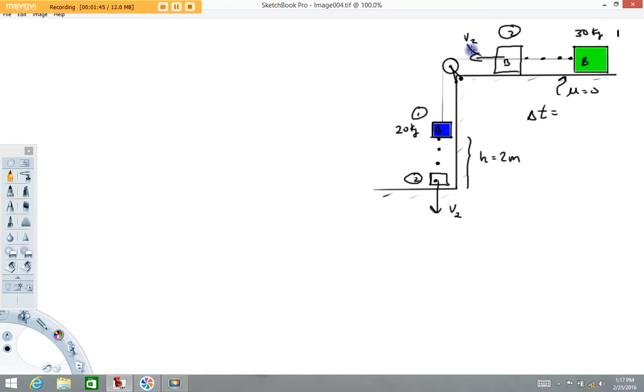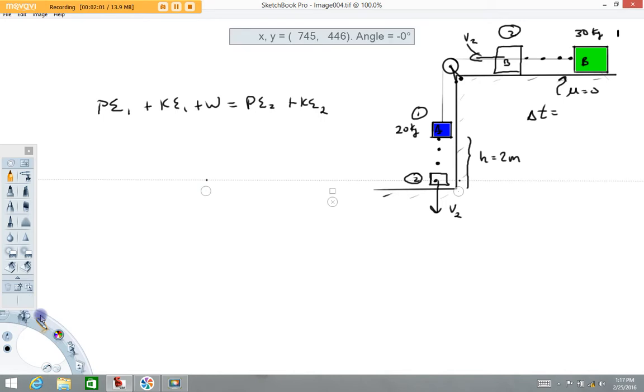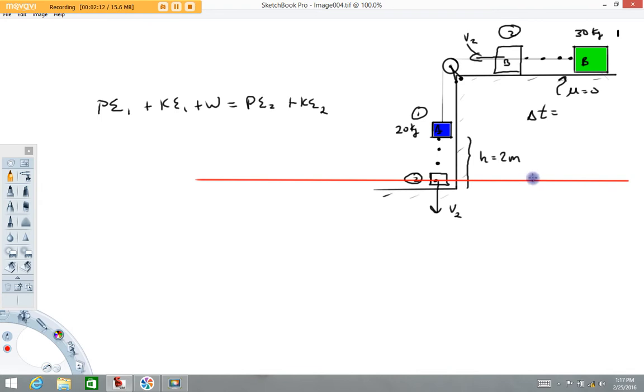Next step, I'm going to write out the work energy theorem. PE1 plus KE1 plus work equals PE2 plus KE2. Now, when dealing with potential energies, we always have to define a datum. I'm going to do that. I'm going to draw this in blue, red. So that's going to be my datum for this problem.